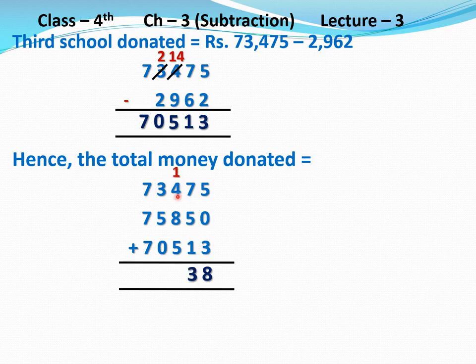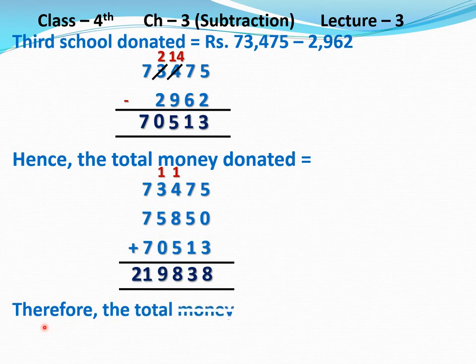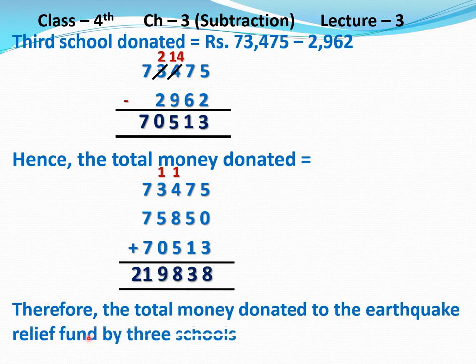1 plus 4, 5 plus 8, 13 plus 5, 18. Write 8 here and 1 carry. 1 plus 3, 4 plus 5, 9. Plus 0, 9. Write 9 here. 7 plus 7, 14. 14 plus 7, 21. Write 21 here. Therefore, the total money donated to the earthquake relief fund by 3 schools equal to rupees 2,19,838. Clear?